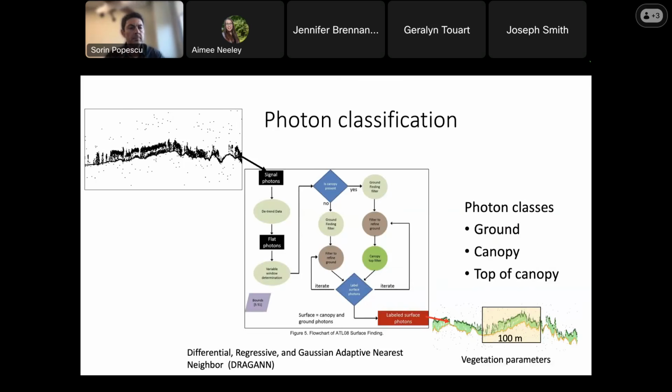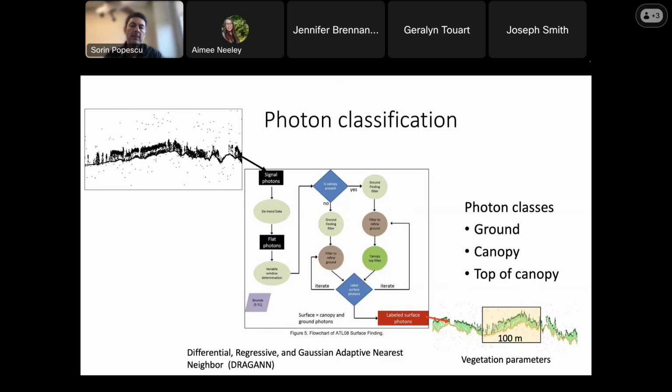I'll spend a few minutes here talking about the photon classification. So imagine getting ATL03 data, those unclassified photons, and running them through a series of filters to remove noise and to identify those patterns in the photons that correspond to terrain, canopy, and top of canopy. All of those steps, I won't go through every one of them in detail, but you can find a description of those in the ATL08 ATBD document.